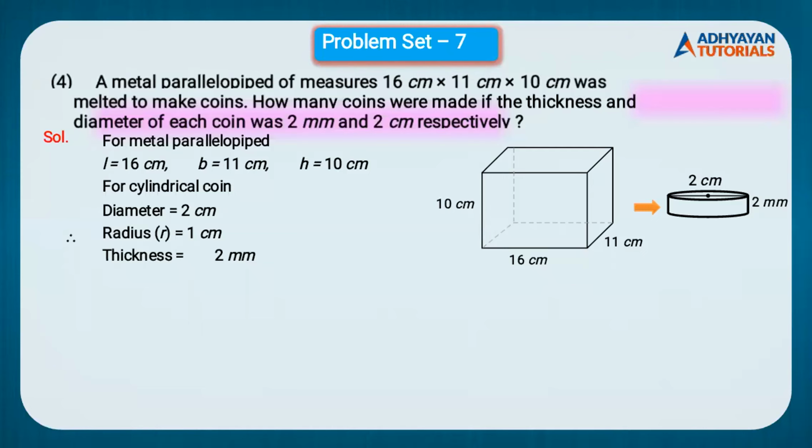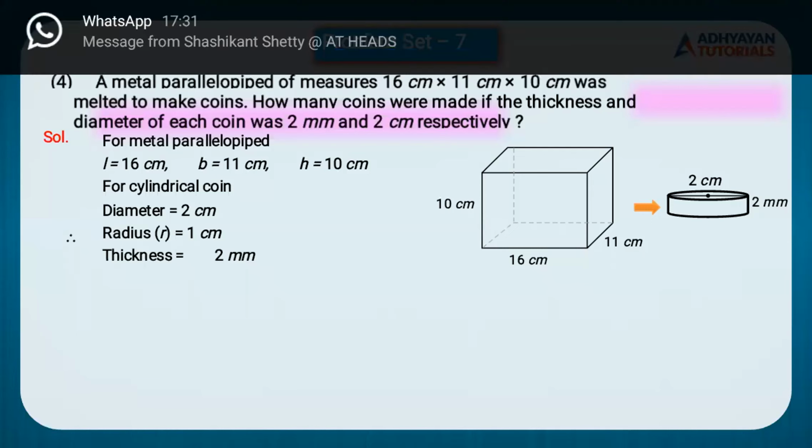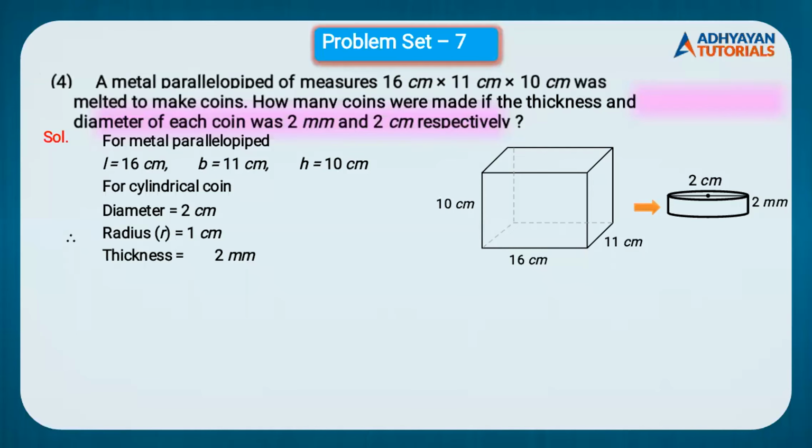Now, how to convert millimeter to centimeter? This conversion we all should know. 1 centimeter comprises 10 millimeter. You can see on our scale, the markings are given. 1 centimeter is nothing but 10 millimeter. So can we say 1 millimeter is 1/10 part of 1 centimeter? So 2 millimeter would be 2/10 part of a centimeter, and 2/10 means 0.2 centimeter.